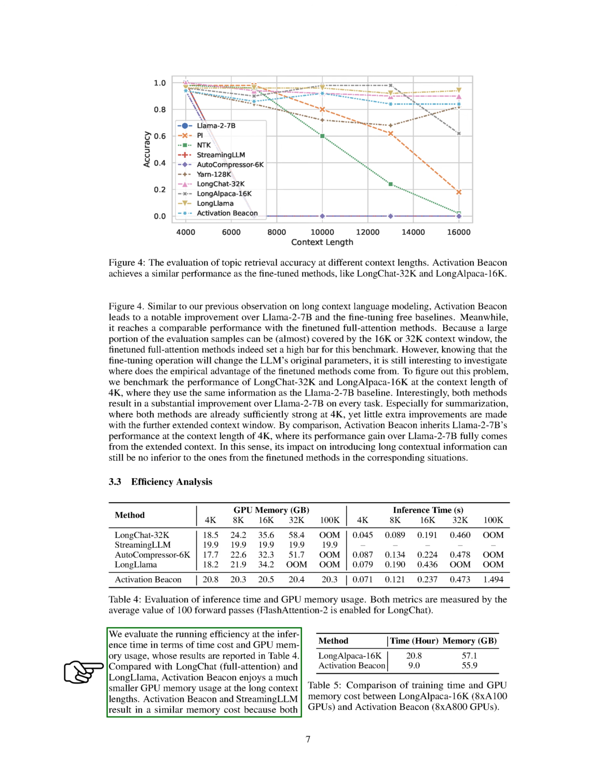In terms of efficiency, we evaluated the running efficiency at inference time in terms of time cost and GPU memory usage. Activation Beacon had a much smaller GPU memory usage at long context lengths compared to LongChat and LongLlama. Activation Beacon and StreamingLLM had similar memory costs as both methods are based on sliding windows.